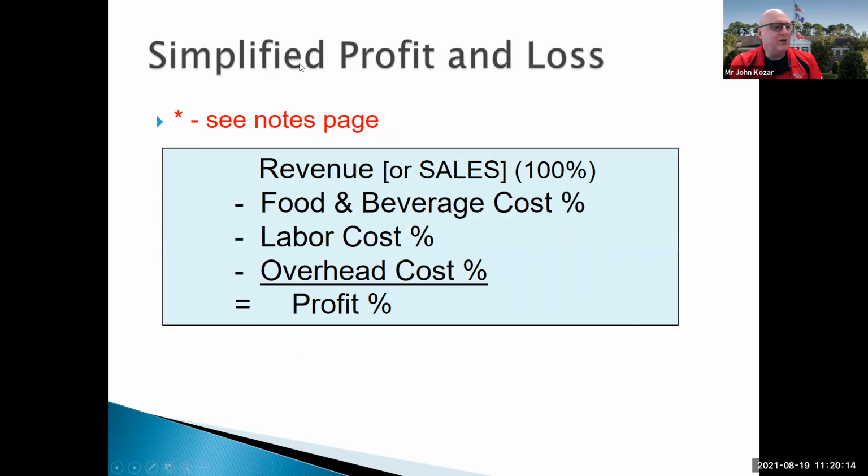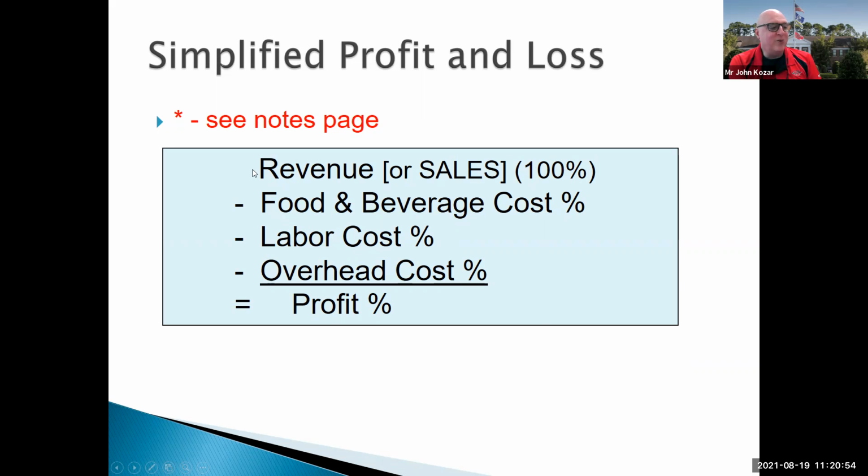Okay, so we talked about profit and loss, or an income statement. This is a very, very simple profit and loss. Always at the top, you're going to see your revenues or your sales, and we're going to identify that as 100%. Everything that we have as costs will be compared to our sales. So we have food and beverage costs. We have labor costs. Those things together make up our prime costs. And then we have our overhead cost.